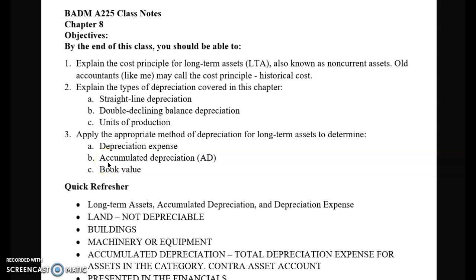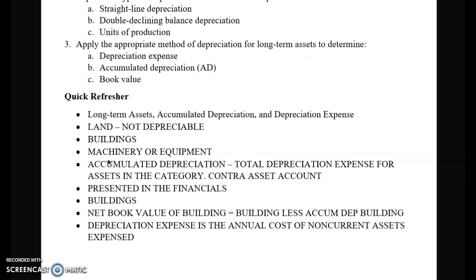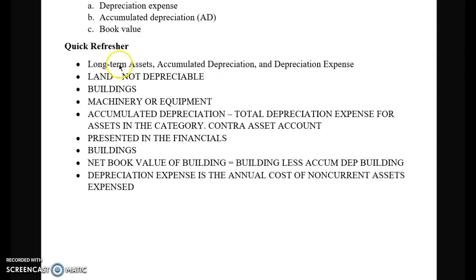Chapter 8, Depreciation. As a refresher, we have long-term assets. We've talked about accumulated depreciation. We've talked about depreciation expense. Land is not depreciable. Buildings, machinery are. Accumulated depreciation is total depreciation expense added up over time. It's a contra asset account.